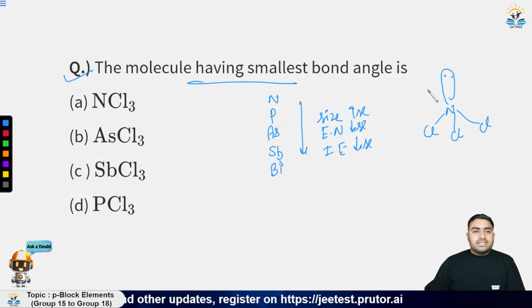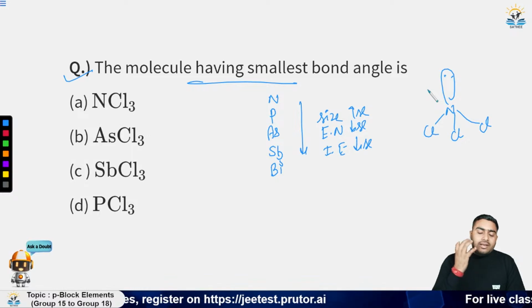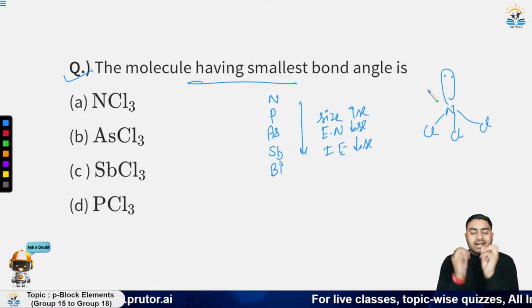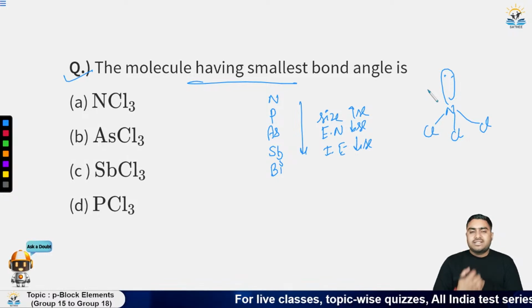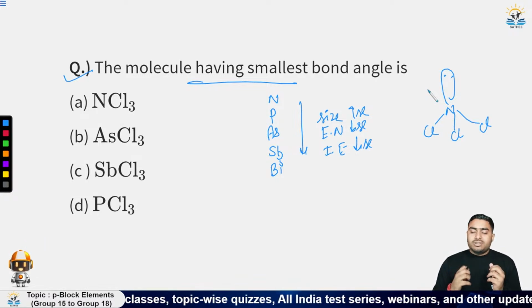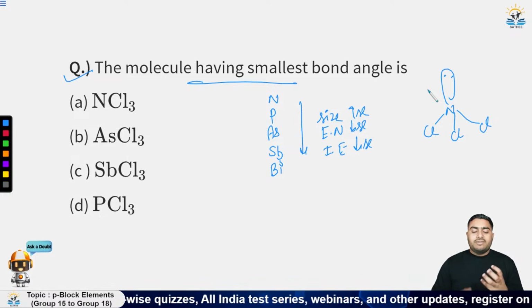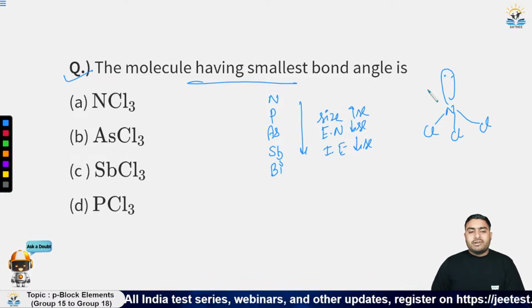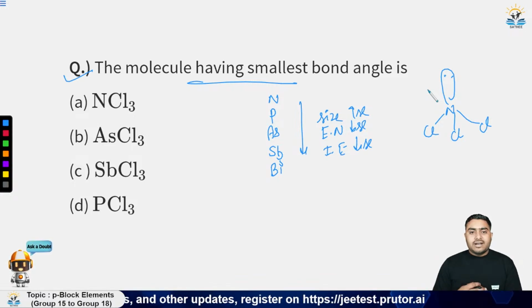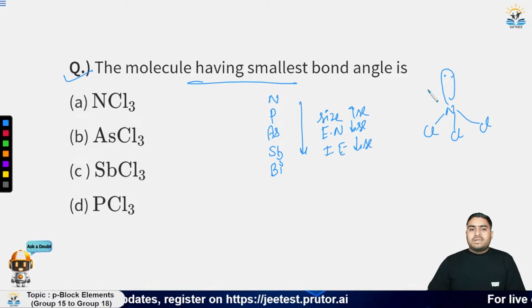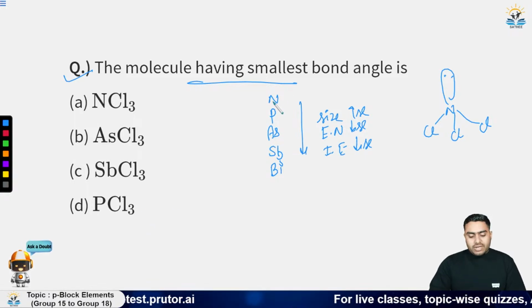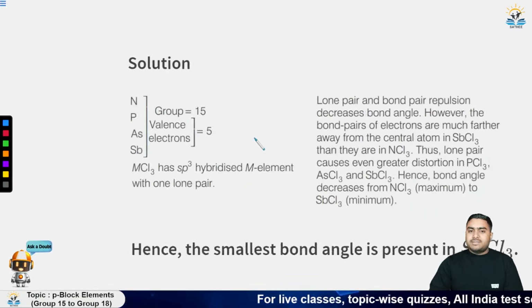If electronegativity is increasing, the lone pairs or bond pairs are closer towards the center atom, which is nitrogen in case of NCl3, and in case of AsCl3, arsenic. If the center atom is more electronegative, the lone pairs or bond pairs are closer towards the center atom, and they will feel more repulsion. So in this case you can see the solution here. The answer is SbCl3 definitely.